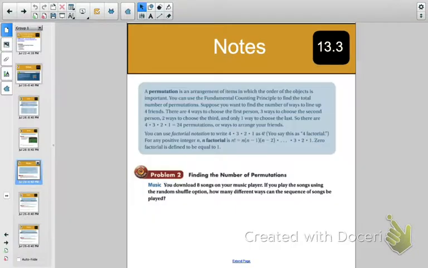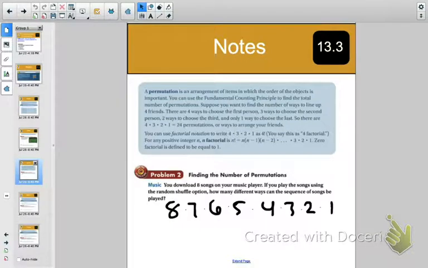If we look at this next one, it says you download 8 songs on your music player. If you play the songs using the random shuffle option, how many different ways can the sequence of songs be played? So assuming that the songs don't come up again, you just do 8 ways to choose the first song, times 7, times 6, times 5, times 4, times 3, times 2, times 1, or 8 factorial ways. And I don't know what that is. I'm not going to figure it out, but a lot of different ways.